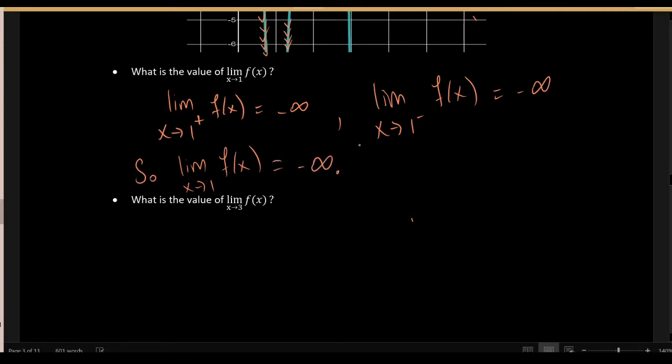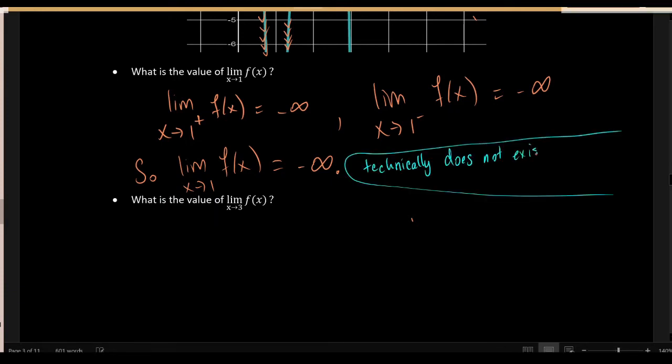Now as a technicality, this limit technically does not exist because negative infinity is not a number. However, even though the limit does not exist, we can label it by negative infinity to describe what the graph is doing as we get closer and closer to 1.